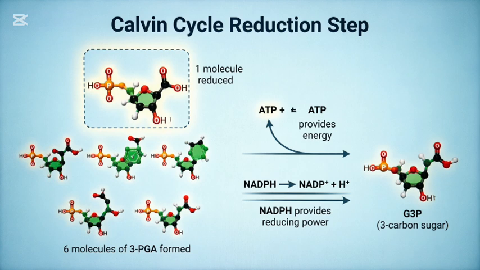Here comes the second step, which is reduction. Out of the previous 6 molecules, 1 molecule of 3 carbon gets reduced by NADPH, using energy from the ATP, and forms a 3 carbon sugar. And please note that this is the 3 carbon sugar, and the glucose which we are going to form is a 6 carbon molecule. So this process or step or the cycle continues 2 times. Remember that the Calvin cycle continues 2 times to form 1 molecule of glucose.